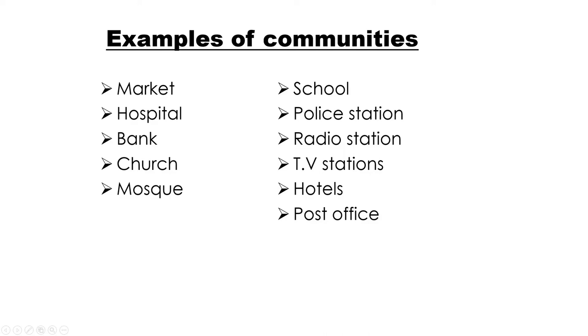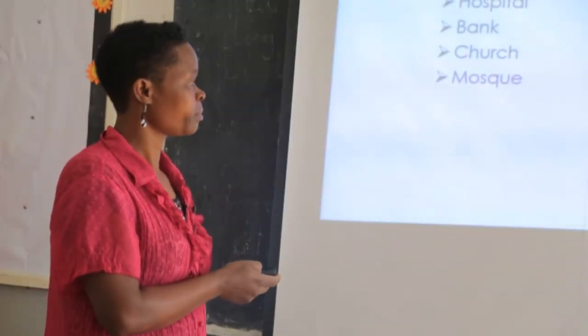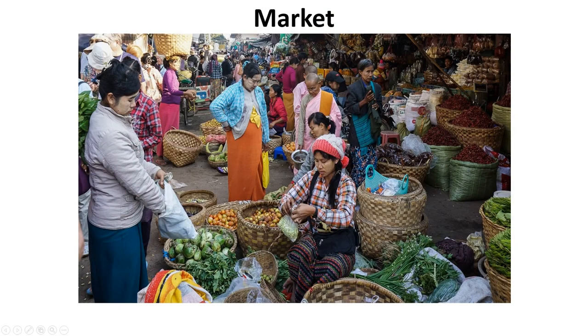Then we have also the radio station. Some of your parents go and work there in those places. Radio station, then we have the TV stations, we have the hotels, we have the post office. Those important places are called the communities. People go and work and stay there. So we have the market.